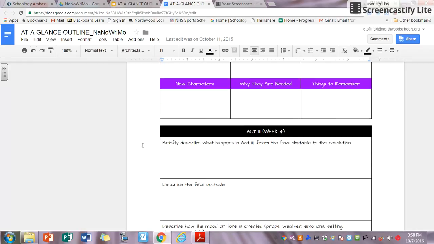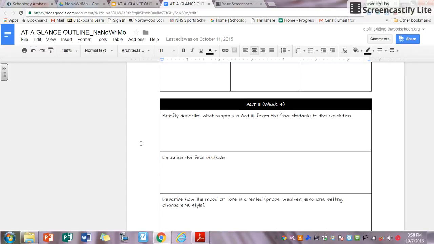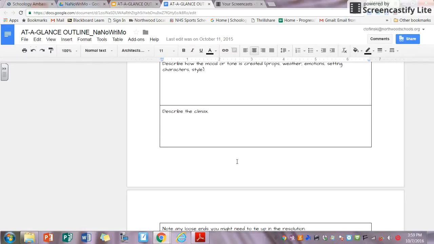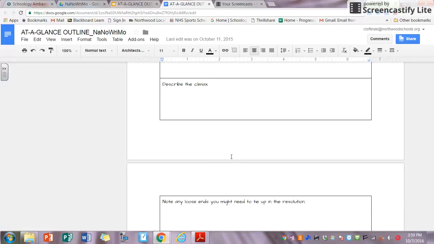And then we're finally going to get to Act 3, Week 4. And this is what happens in Act 3 from the final obstacle to the resolution. And so what is going to be the final obstacle for your character? So if you're thinking all along about one big obstacle, when you're talking about Act 1 and Act 2, what are going to be the little obstacles along the way, when you're trying to deal with that final obstacle? What is the climax of the story going to be?